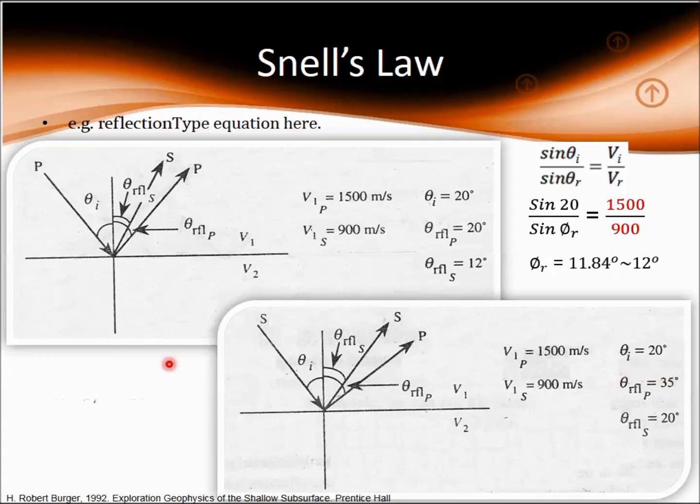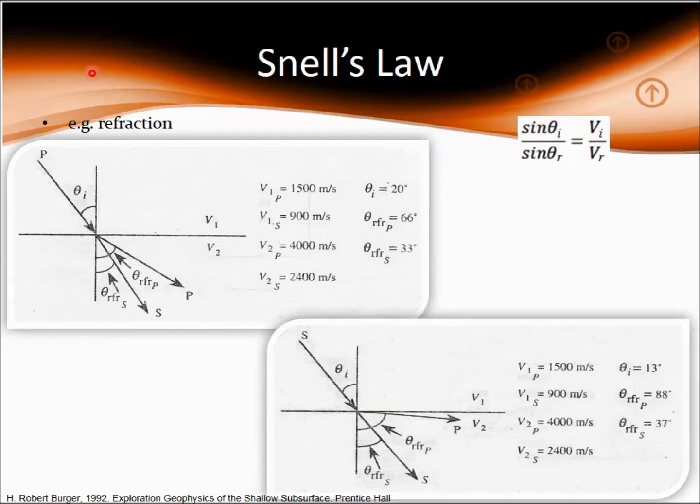So by using the same formula, we're going to insert all the necessary values inside Snell's law. So this is what we will obtain, where the angle of reflection for the P wave here is 35 degrees, and yes, it is greater than the incidence angle of the S wave and the reflected S wave. Now we move to the refraction.